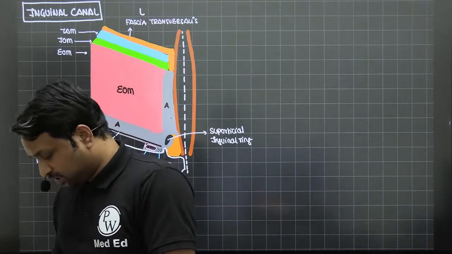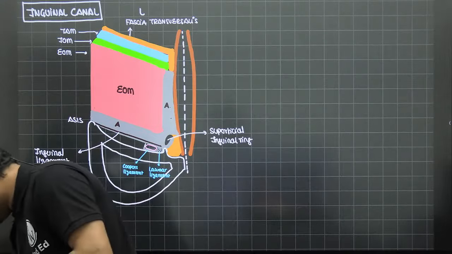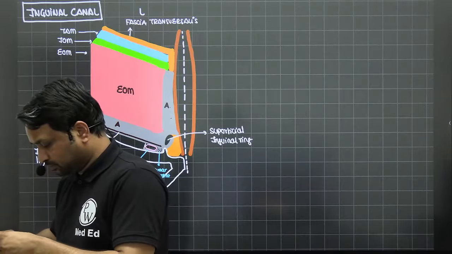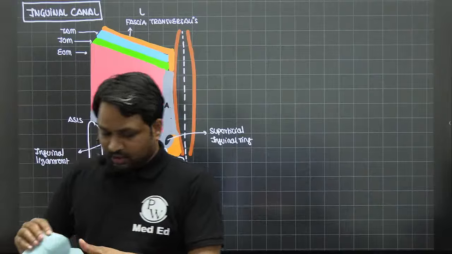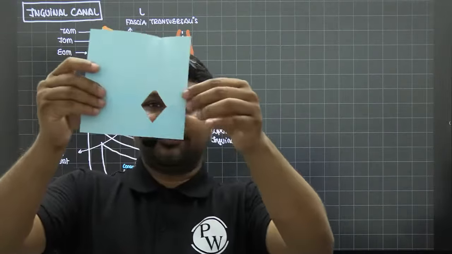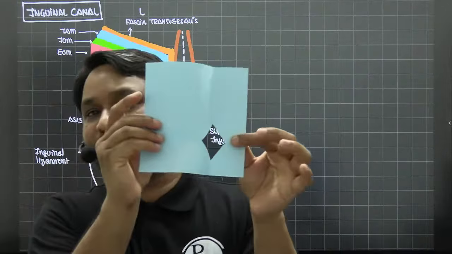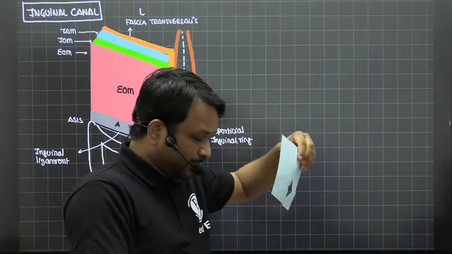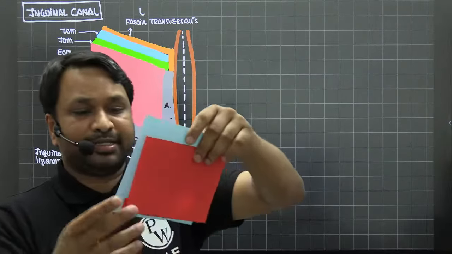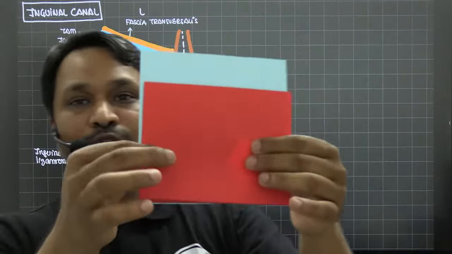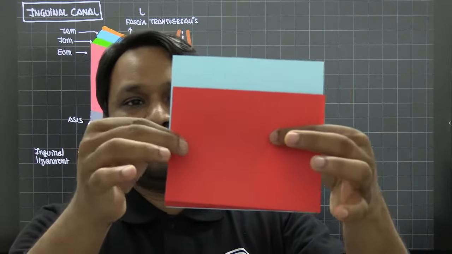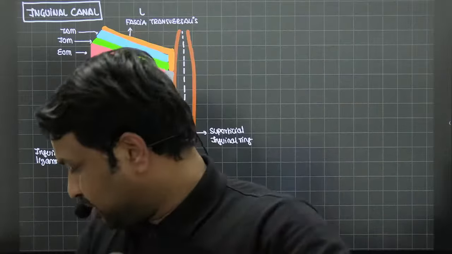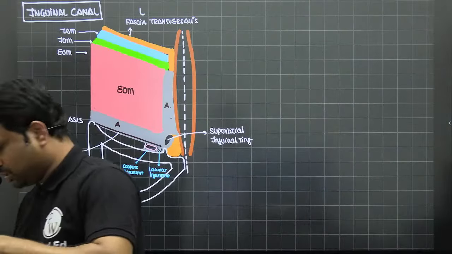Now there is a small defect that is present in the fascia transversalis, I'll just make the defect also. Now there is a small defect that is present in the fascia transversalis, and this defect in the fascia transversalis is what we call it as deep inguinal ring. ठीक है? अब इसकी जो ओरिएंटेशन है ऐसे है. When you look at this, this is how the whole orientation is going to be present. ठीक है? I'm just going to staple it so that it stays in its position.